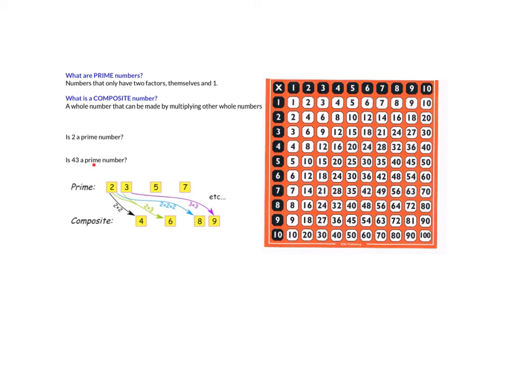Is 43 a prime number? If you look at this timetable here that I'm circling, you don't see 43 in here. And that is because 43 is a prime number. 1 times 43 equals 43. There are no other factors that can make up 43.